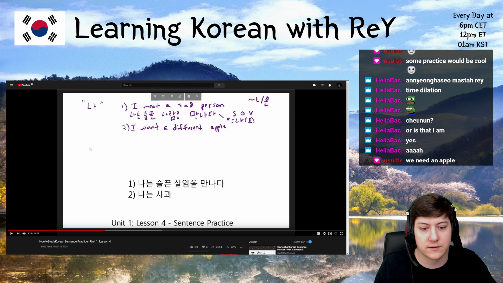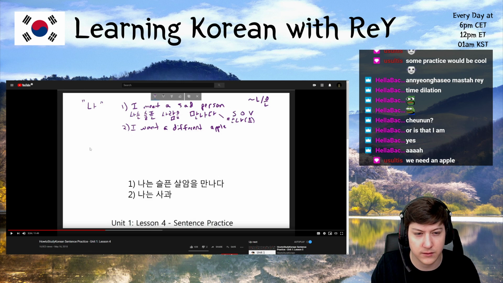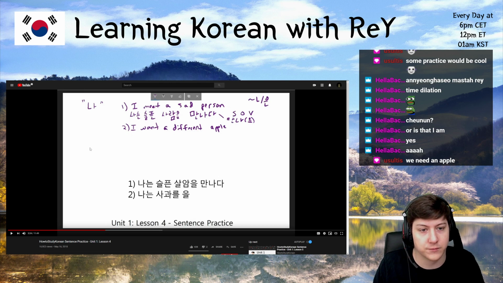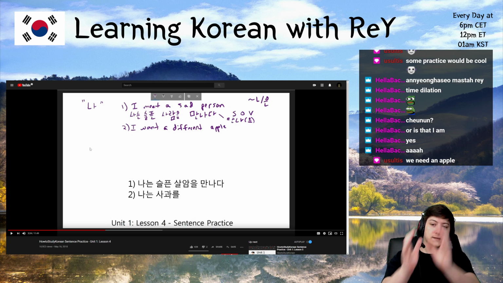Okay, and so apple, sagua, is the object in this case. So we need the object particle, which is either this one or this one. So one of those two here on the right side. We decide based on what the last letter of the syllable before that is. Sagua ends in a, so this is a vowel, so we will take the one with a consonant in the beginning. So the first one. So now we have I, apple.